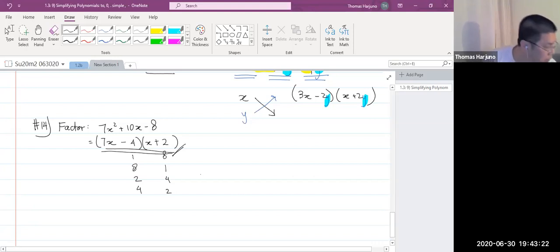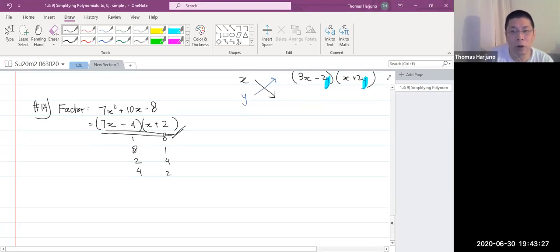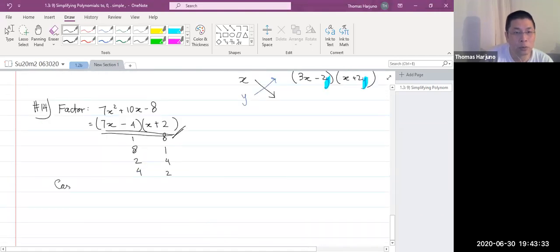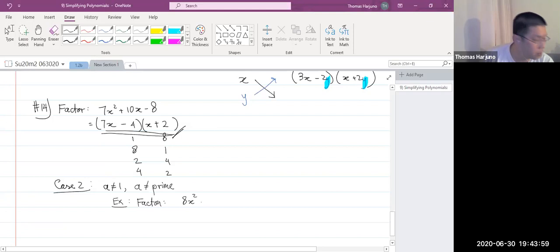Then next, what happens if the coefficient is not prime? What happens in case 2, we're still in trinomial where the leading coefficient is not 1, but the leading coefficient is also not prime. Suppose for example, the one we have in our textbook, question number 13, 8x squared minus 17x minus 21.